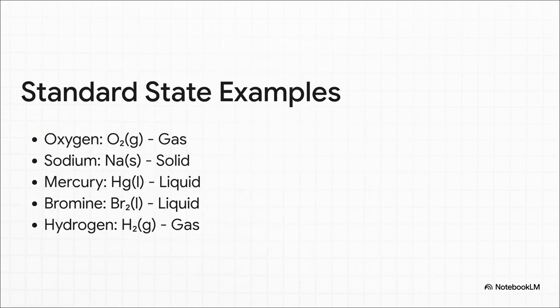So what does this standard state actually look like? Well, for oxygen, it's a gas. For sodium, it's a solid. And for a few weirdos like mercury and bromine, they're actually liquids at room temperature. These are our fundamental baseline building blocks.